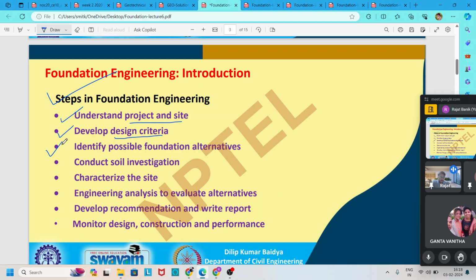If we go with shallow foundation for our design, that may not be possible for a particular site, because there may be some voids below the foundation, or there may be some soil which is not suitable for this project. So we need to address this by an alternative engineering solution. Then develop recommendations and write the report, and monitor the design, construction, and performance.